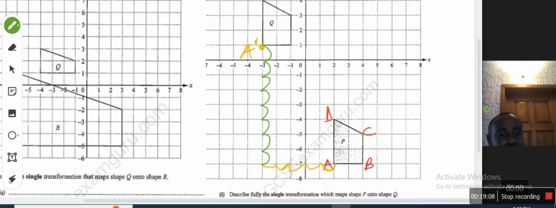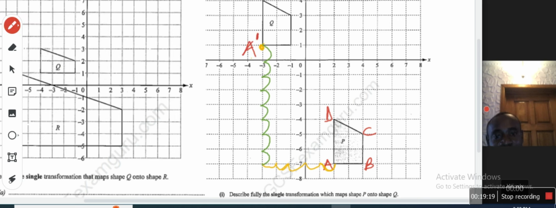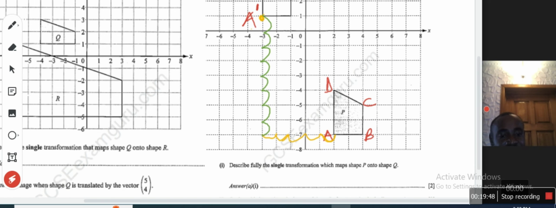So what's the translation that mapped A to A prime? Describe it fully. So you mentioned the movement fully. Minus 5, 8. You are correct. That's minus, and you've gathered your 2 marks. That's minus 5 because it moved 5 places to the left, and 8 places up. Because it's the left, that's why you're saying minus 5, and because it is up, you're just saying 8. So the answer is simply minus 5, 8.